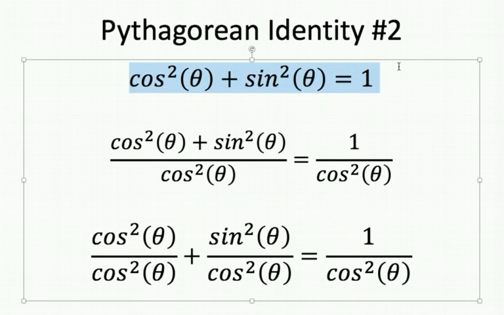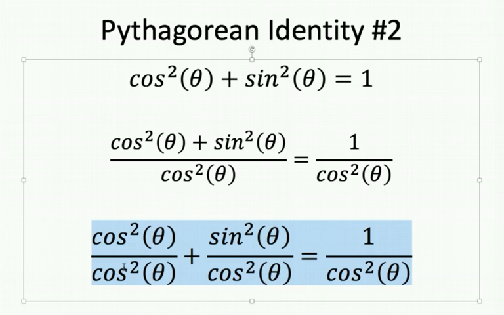How do we prove that this is true? Like I said, let's start off with our first Pythagorean identity. And what I'm going to do here is divide both of the sides, I know this right here is equal to 1, by cosine of theta squared. Once again, I'm going to split this big fraction into 2 fractions, each of them having cosine of theta squared underneath. Now let's simplify this.